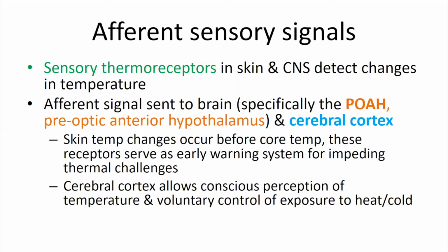So the cerebral cortex, I'm looking at this last bullet point, allows for the conscious perception of temperature and then a voluntary control of how you will adapt to increasing heat load or a cold environment.